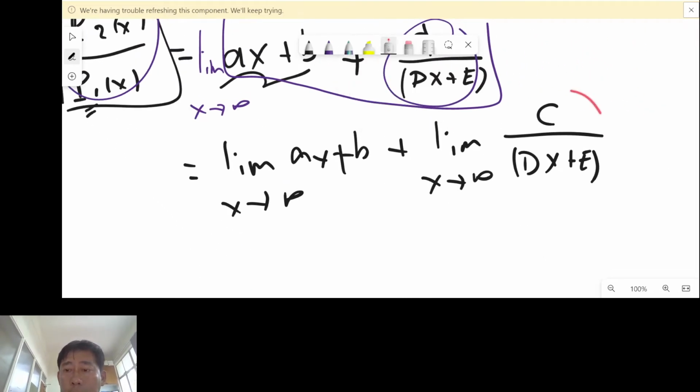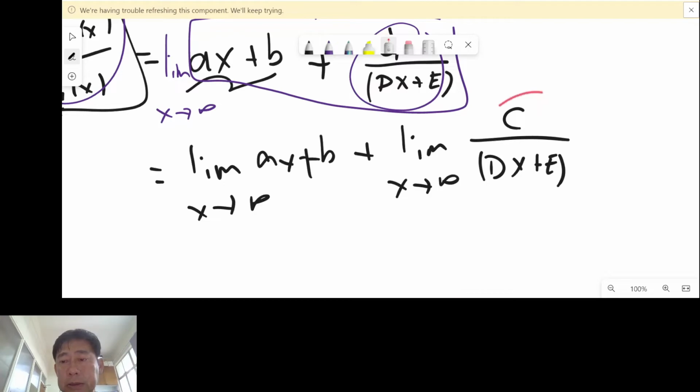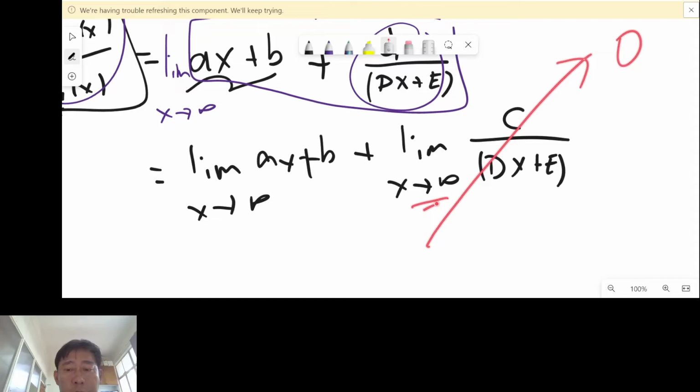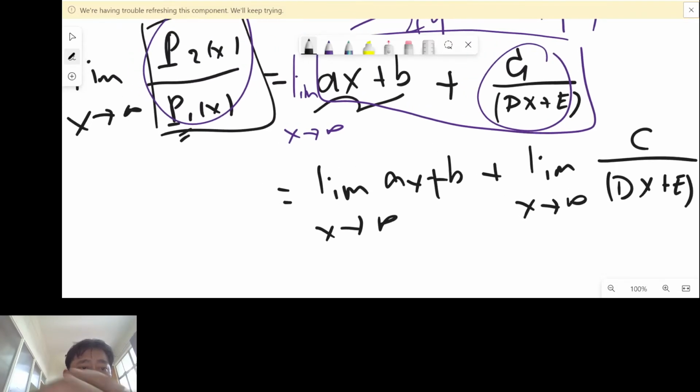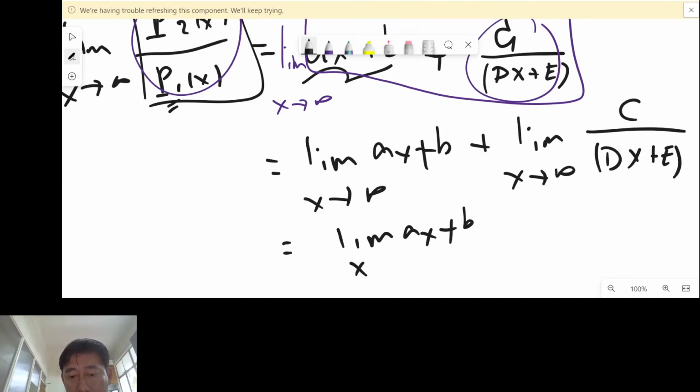You would observe that for the residual function, x is always in the denominator. So you can pull out the factor of x and do some simple algebraic steps to prove that, since x is in the denominator and there is only a constant in the numerator, the limit of this residual function is always going to 0 when x goes to infinity. So the limit of p2 over p1 is simply equal to the limit of ax plus b when x goes to infinity.